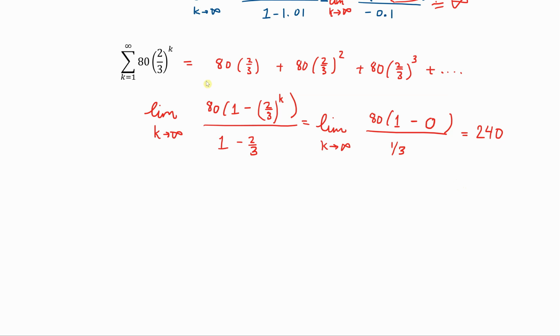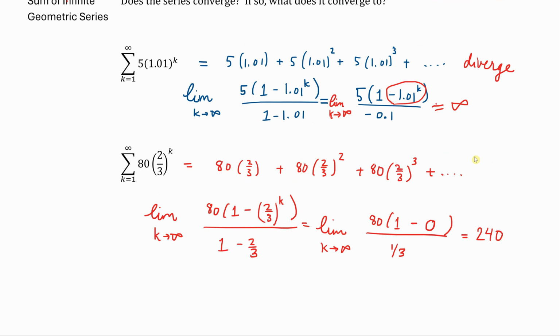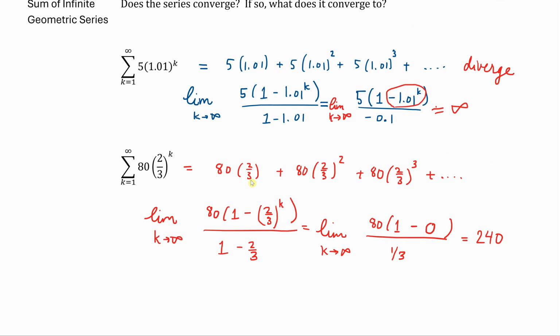So this is saying the more terms you add, you're not going to quite get to 240, but you're going to get really, really close to 240. In other words, this series will grow. It will continue to grow forever, but it will be bounded at 240, or it will get closer and closer to 240.